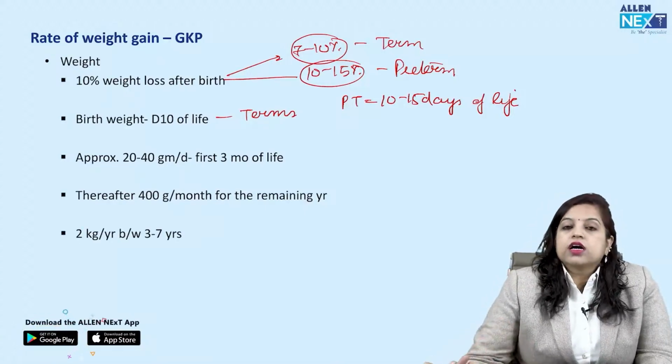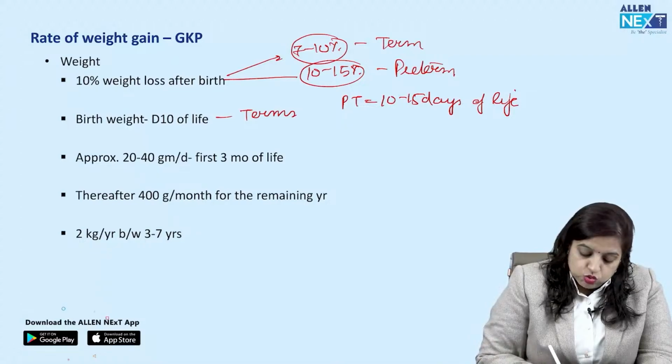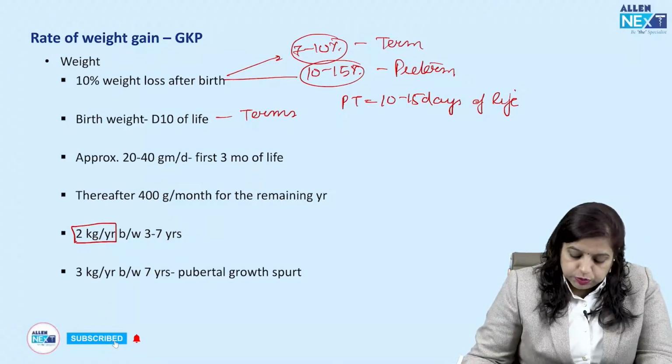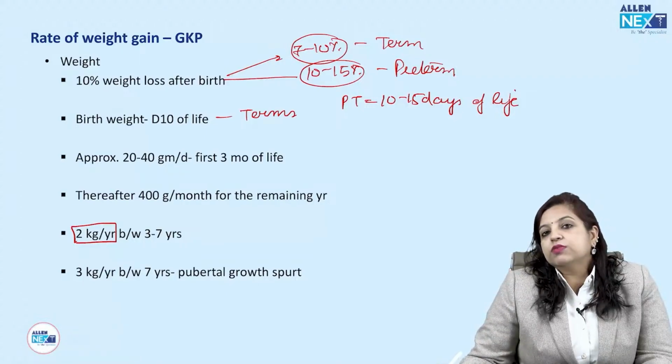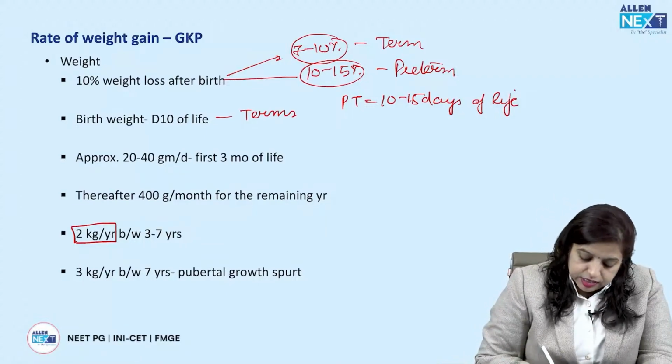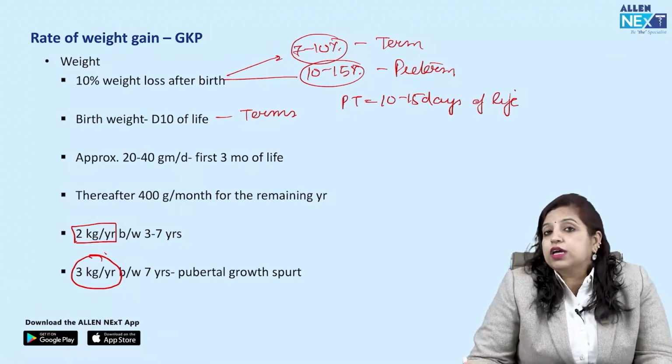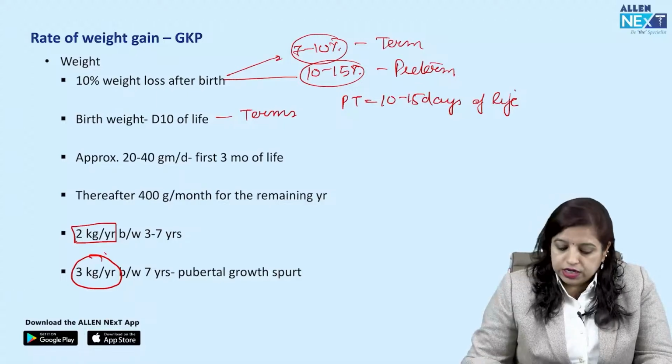And then in the coming 3 to 7 years, it is 2 kg per year. Remember that. And then comes the pubertal growth spurt. Between the 7 years and the pubertal growth spurt, the weight gain is around 3 kg per year. So you should know these normal values. They can be asked in exam in any ways, right?